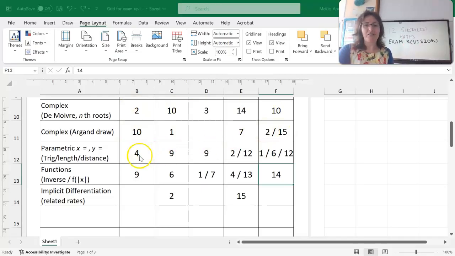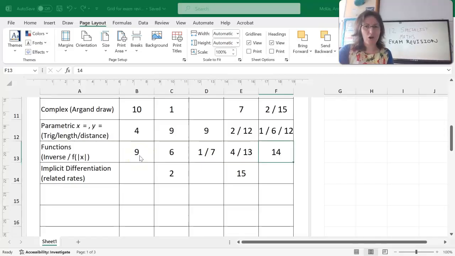The parametric, again, easy to spot when it's x equals, y equals, grouping that. And then towards the end, some of these rows are not filled in because there might just be some questions that didn't quite fit. So there we go. I hope that is of some use.